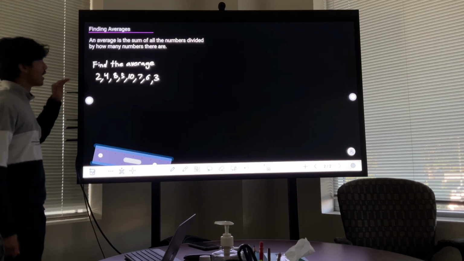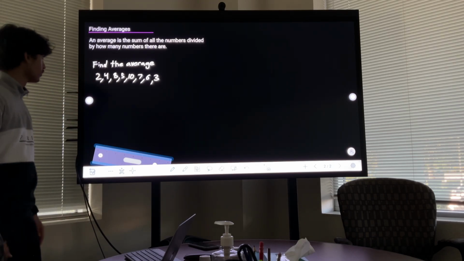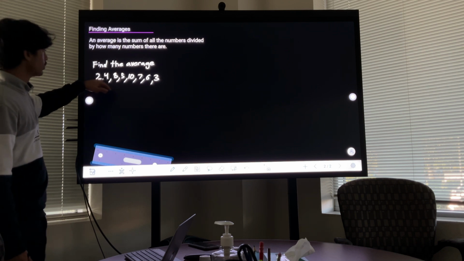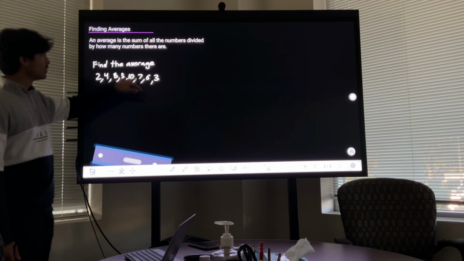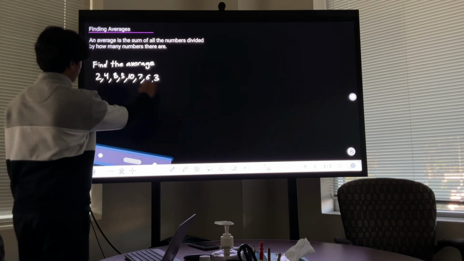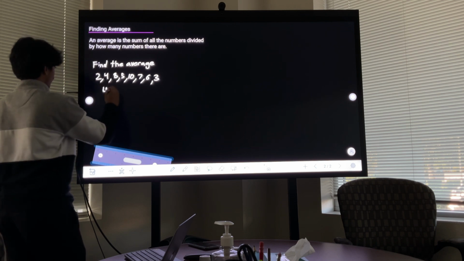Finding averages. The average is the sum of all numbers divided by how many numbers there are. So here's an example problem. Here we have to find the average of 2, 4, 8, 5, 10, 7, 6, and 3. We're going to add all of these together. Once you add them all together, it will be 45.